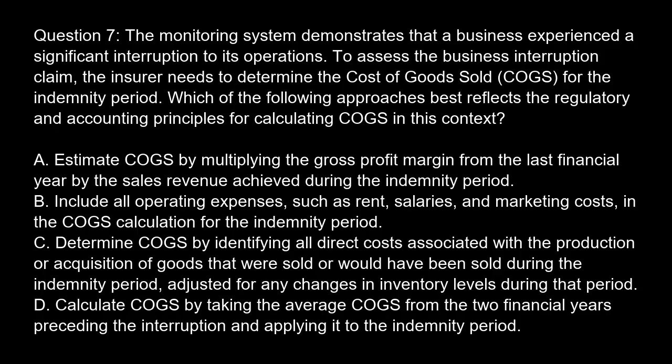Question 7. The monitoring system demonstrates that a business experienced a significant interruption to its operations. To assess the business interruption claim, the insurer needs to determine the cost of goods sold (COGS) for the indemnity period. Which of the following approaches best reflects the regulatory and accounting principles for calculating COGS in this context? Option A. Estimate COGS by multiplying the gross profit margin from the last financial year by the sales revenue achieved during the indemnity period.